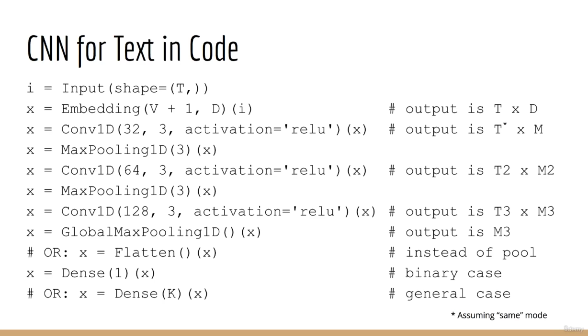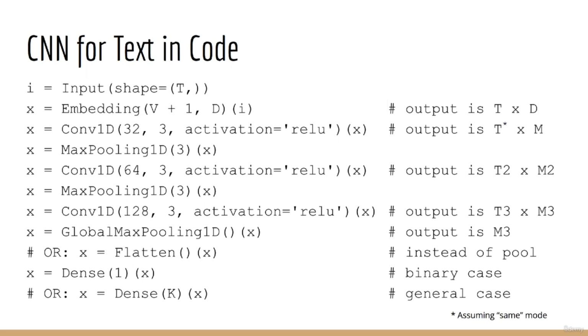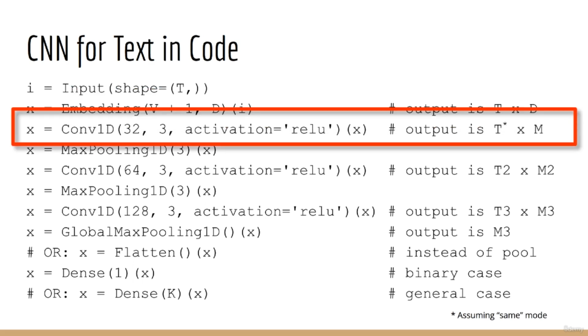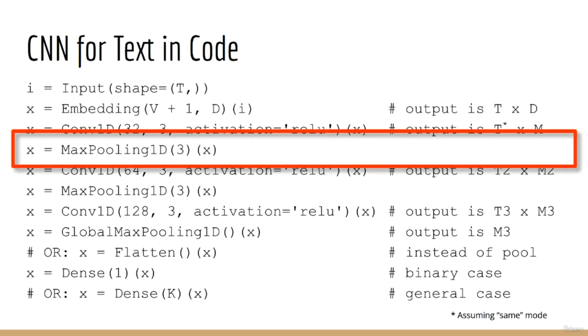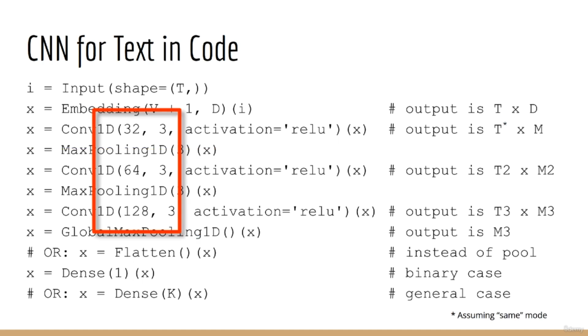So here's how it all looks in code. First we have our input, that's a length t sequence of word indexes. Then we have an embedding layer. The output of that is a t by d sequence of word vectors. Then we have a 1D convolution. This is just the conv1d class. Then we follow the same typical CNN architecture, where we have convolution followed by pooling and so forth. So the same pattern applies here that we had for images. Generally speaking, the data shrinks in the time dimension, but grows in the feature dimension. So that's why you see the number of feature maps getting larger and larger.